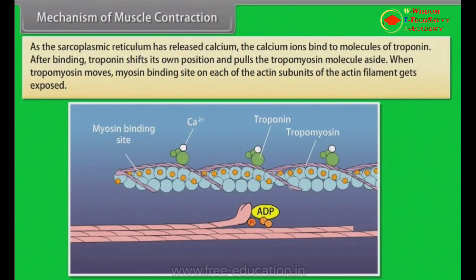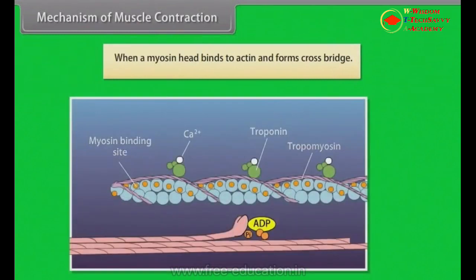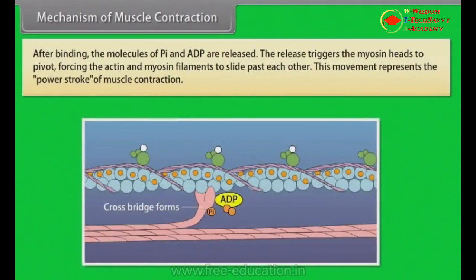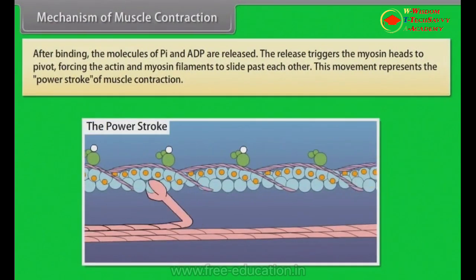After binding, troponin shifts its own position and pulls the tropomyosin molecule aside. When tropomyosin moves, the myosin binding site on each of the actin subunits of the actin filament gets exposed. A myosin head binds to actin and forms a cross bridge. After binding, the molecules of Pi and ADP are released. The release triggers the myosin heads to pivot, forcing the actin and myosin filaments to slide past each other. This movement represents the power stroke of muscle contraction.